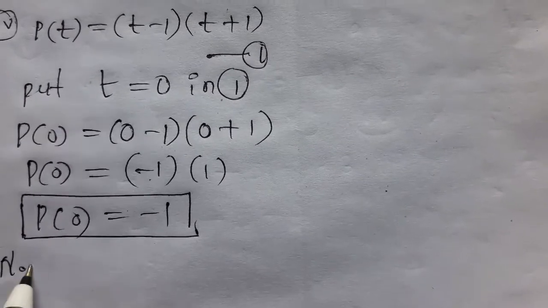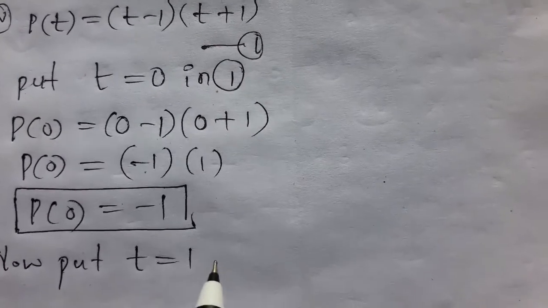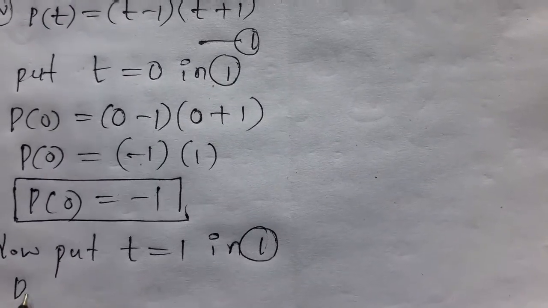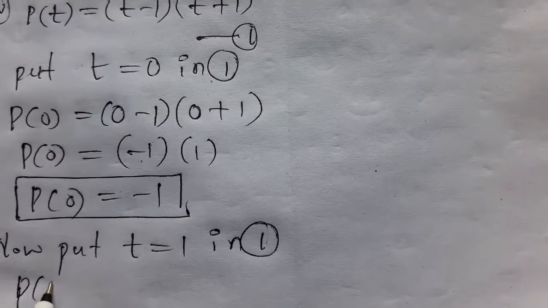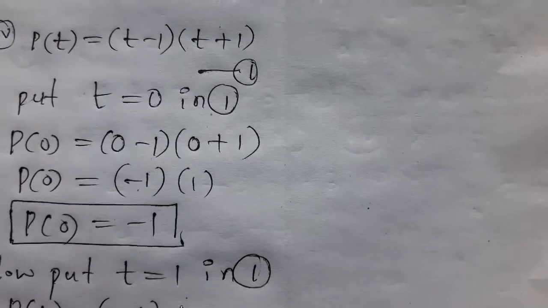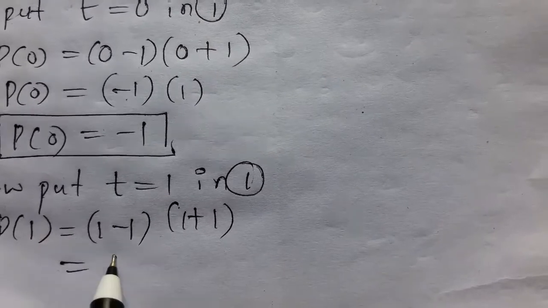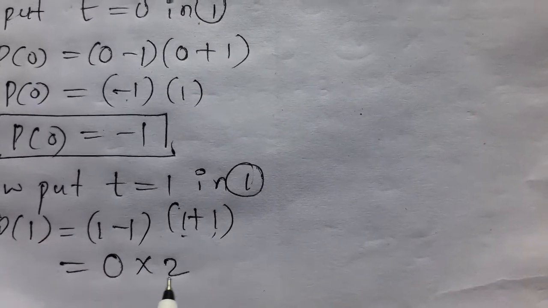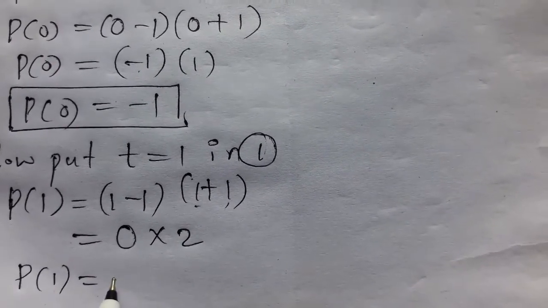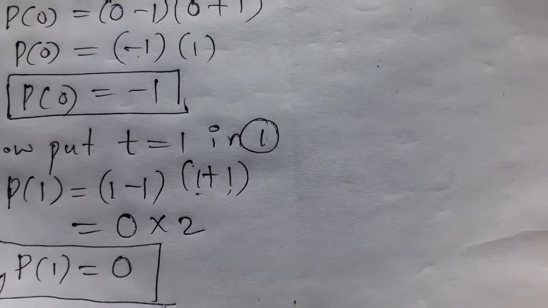Now put t equals 1 in equation 1. Now P of 1 equals (1 minus 1) into (1 plus 1). Now 1 minus 1 means 0, and 1 plus 1 means 2. 0 into something is 0. So P of 1 value is 0 into 2, which means 0. What we got? P of 1 value is 0, isn't it?